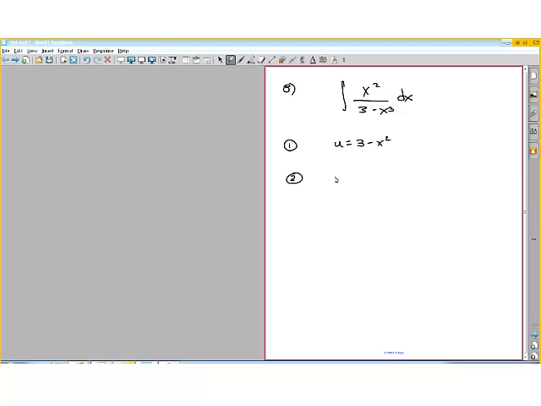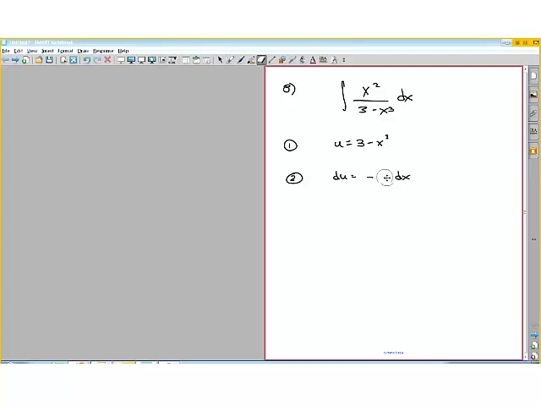Step 2 is calculate du. So you get negative from the negative sign, you get 2x from the derivative of x squared, and we multiply it by dx. Step 3 is to look up here and see if we have x squared dx. Did I write something down wrong? Oh, this is x cubed, not x squared. I didn't realize that when I got to there, and it didn't match up.